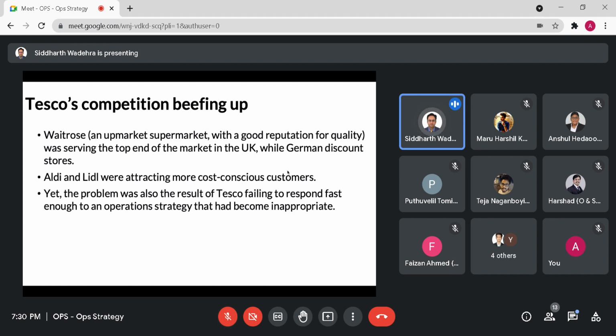There are other brands that were looking at attracting more cost-conscious customers. The problem specifically with Tesco's strategy, even though at some level it was tracking some of the metrics, monitoring and control, was that it was not able to respond fast enough to any change in the operation strategy. So much so that the organization had started becoming obsolete, or started going under.